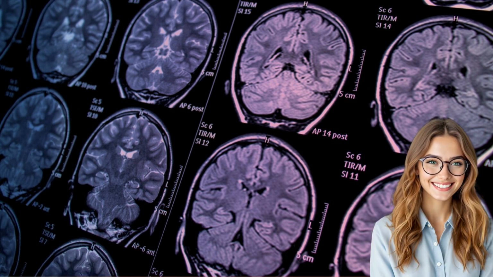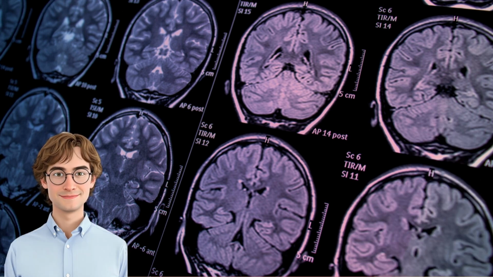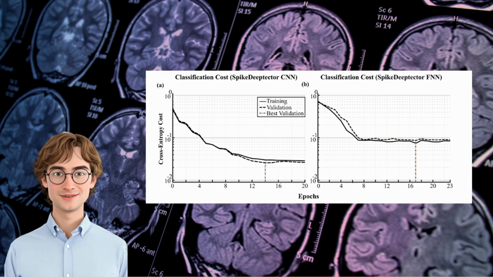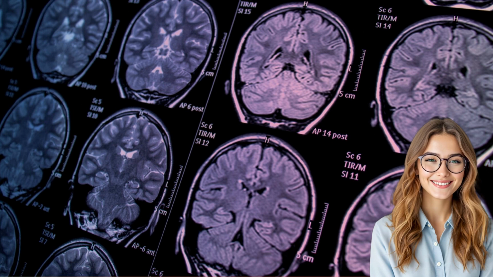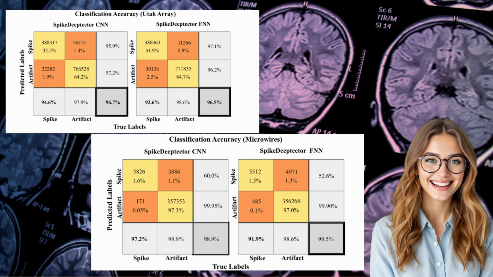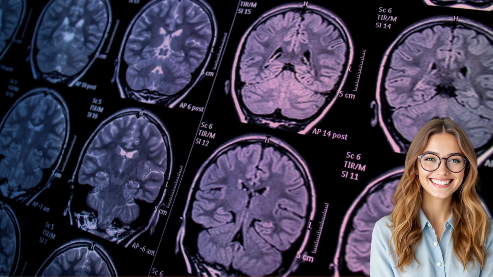They did, and the results were consistently strong, indicating that SpikeDeeptector is not only accurate, but also reliable across a range of conditions. This is crucial for real-world applications where we can't always guarantee pristine recording conditions. Now, they compared their SpikeDeeptector CNN model to a more basic, fully connected neural network, also called SpikeDeeptector FNN. What did they find? The CNN model consistently outperformed the FNN, highlighting the importance of considering the spatial and temporal relationships within the data. This suggests that the way the CNN processes information, mimicking how our own visual cortex analyzes patterns, is particularly effective for spike detection.